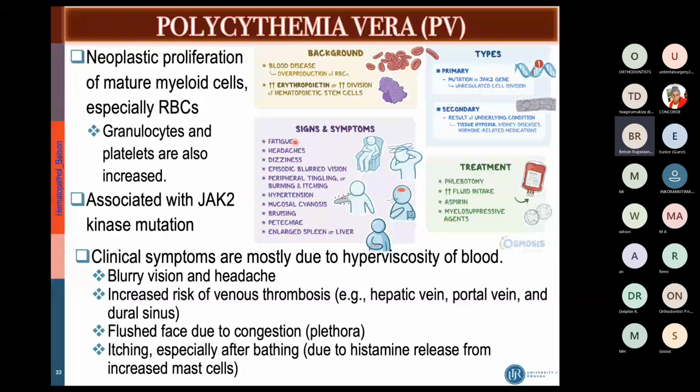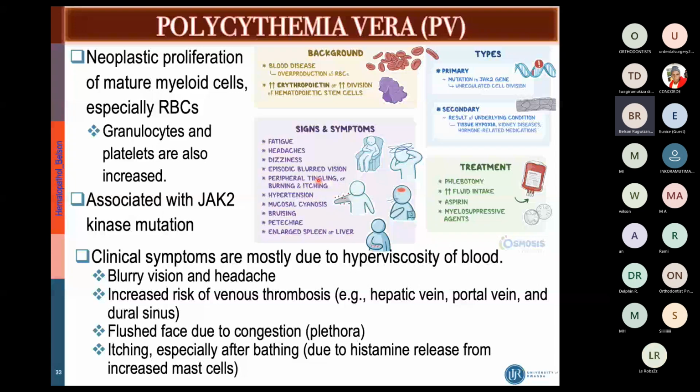So the patient will have fatigue, headaches, dizziness, episodic blurred vision, peripheral tingling or burning and itching, hypertension, and so on. So mucosal cyanosis, bruising and petechiae. So this is because there is a hemorrhage. In that case, the platelets will be decreased. So it can be primary if the mutation is in the JAK gene, which will cause unregulated cell division. It can be secondary when there is an underlying condition such as tissue hypoxia, kidney diseases, and hormone-related medications, which can trigger the production of a lot of red blood cells.